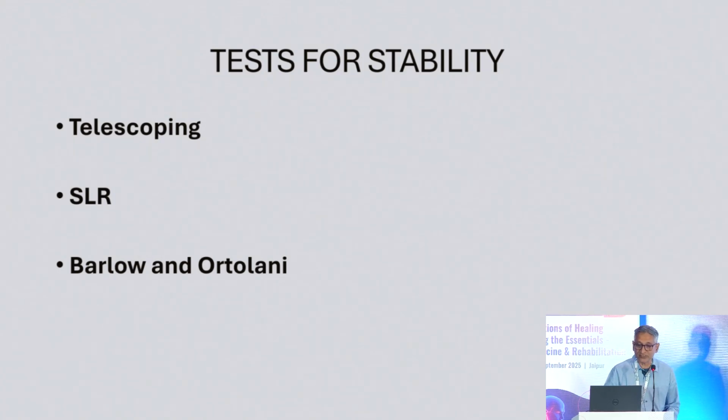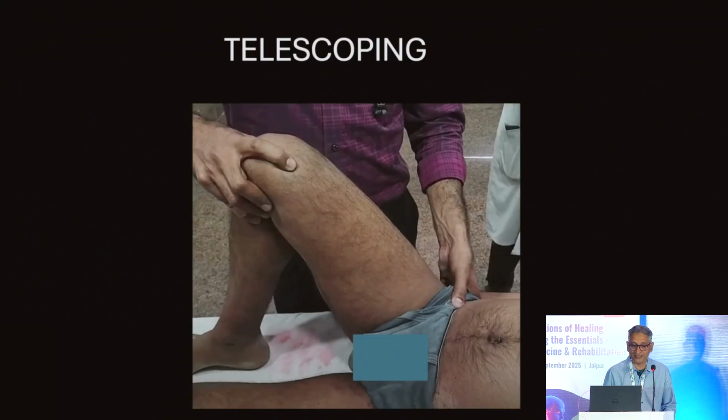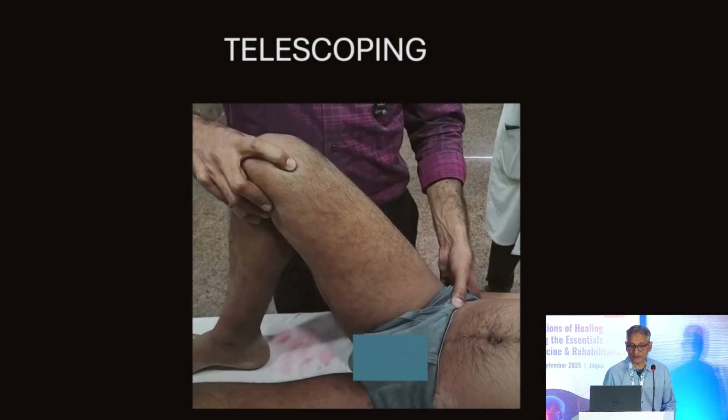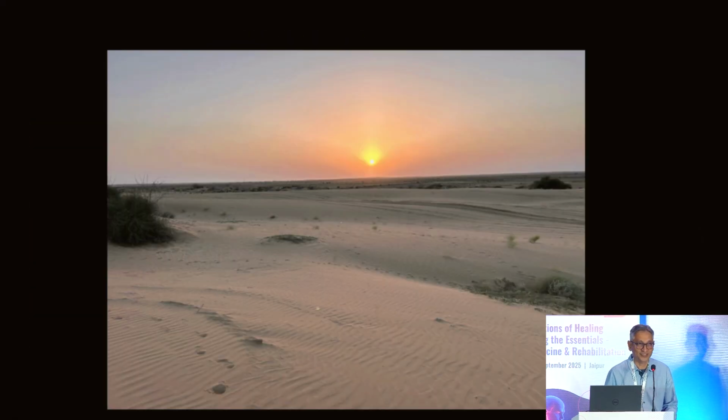Then these are the tests for stability. Before that, you should do the measurements. You should look at the ROM, active and passive. Then look at the tests for stability. Do an active SLR, that is very important. Telescoping also you should do. Then the Ortolani and Barlow tests. Due to paucity of time, I am not explaining everything. Thank you for the patient hearing.